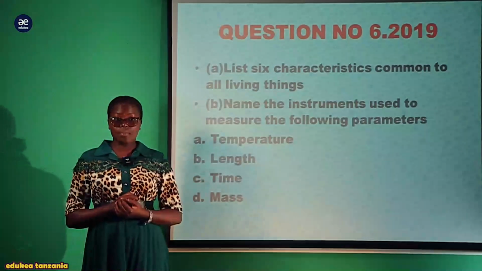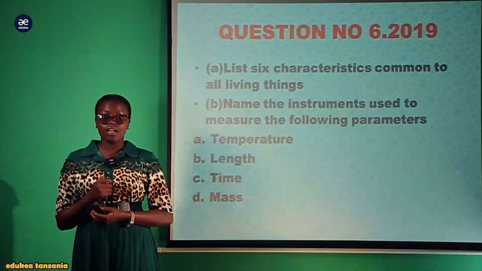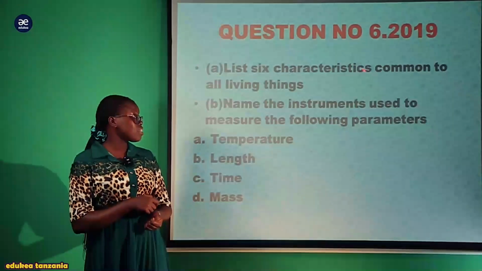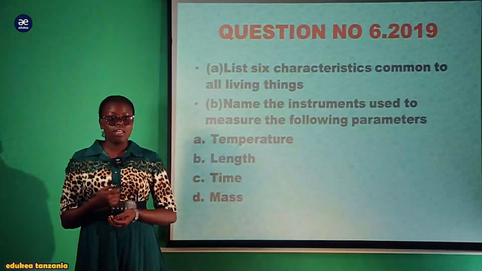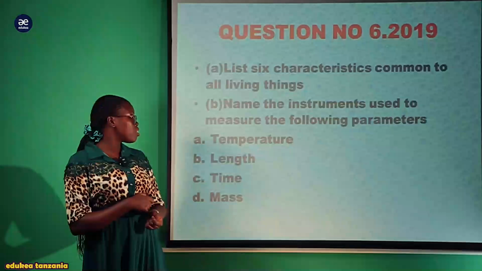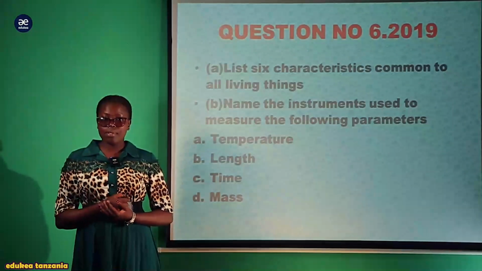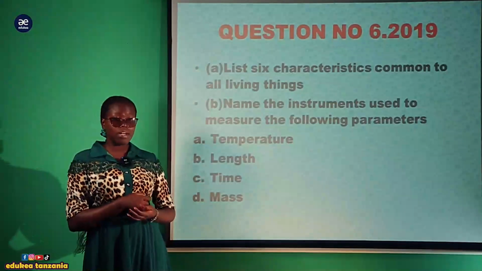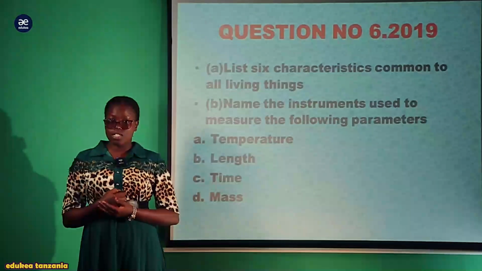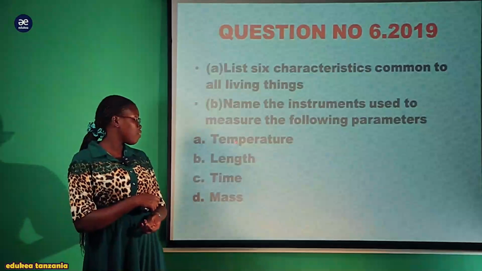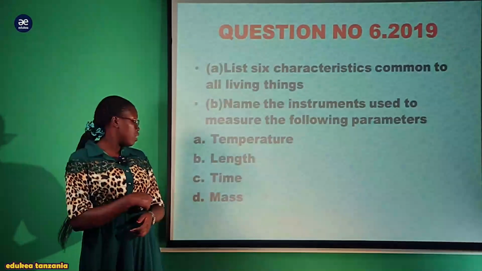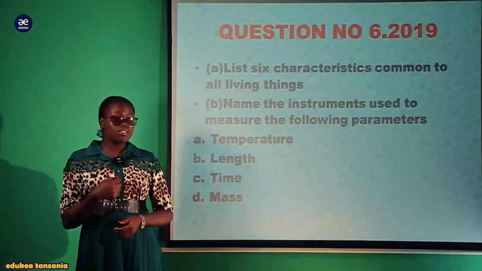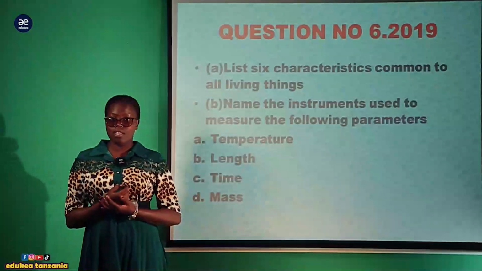Another question is question number 6 of the year 2019. Roman A: list six characteristics common to all living things. Roman B: name the instrument used to measure the following parameters. A, temperature. B, you are needed to mention the instrument used to measure length. C is time, and the last one is mass.